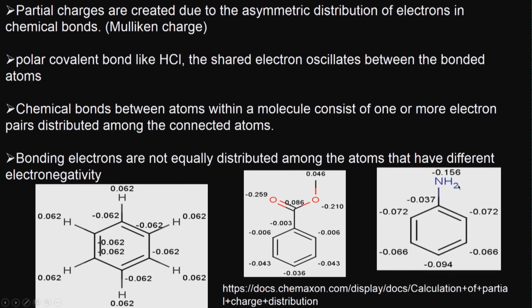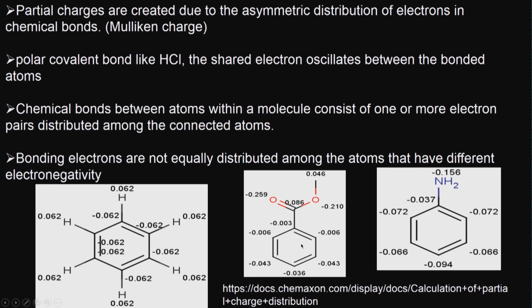Look at this NH2, okay. So we have a benzene connected with the NH2 here. So nitrogen minus 0.156, and again all these carbons on the benzene ring, as you can see, are not the same, unlike here, because of the NH2 group, okay. These carbons have different charges. So these two carbons have the same negative charge, this carbon has lesser negative charge and this carbon has higher negative charge, okay.